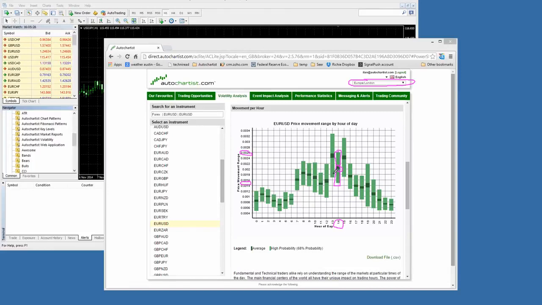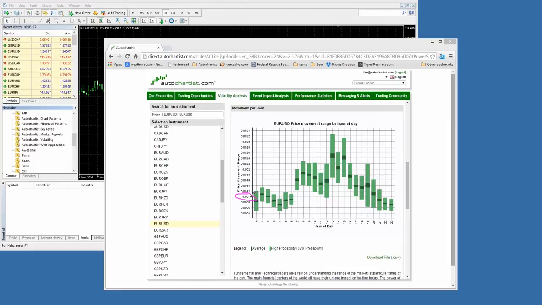Now, why is this important to you? This is probably the most critical piece of information that you will encounter in Autochartist from the point of view of setting stop losses and take profits. Because some people come up with trading strategies, and they decide for some reason unknown to me that they want to trade, let's say for example, Euro USD with a 10 pip stop loss. So what does that mean if you choose to trade Euro USD with a 10 pip stop loss?